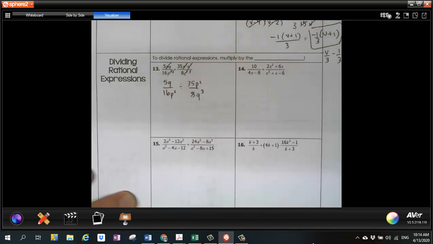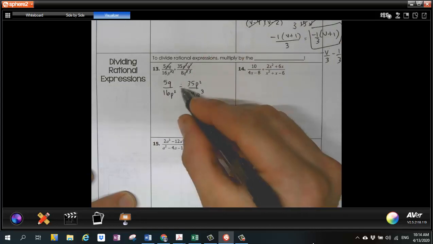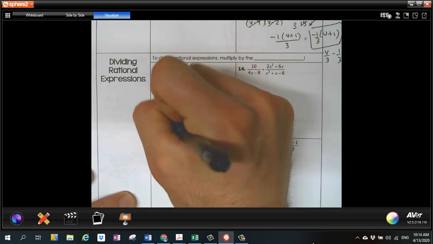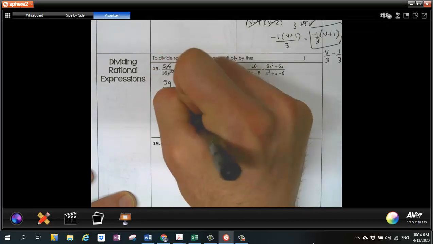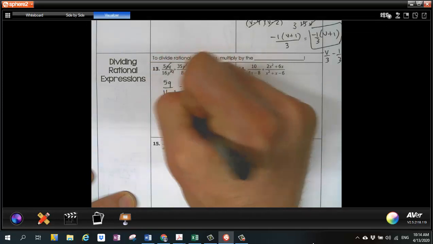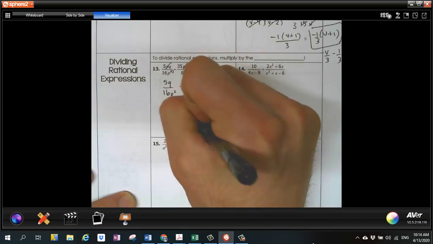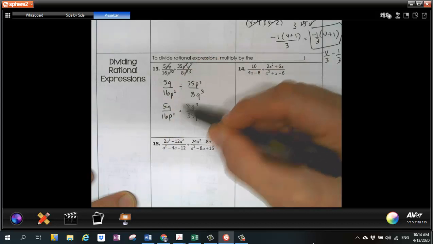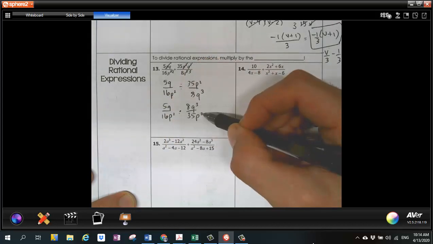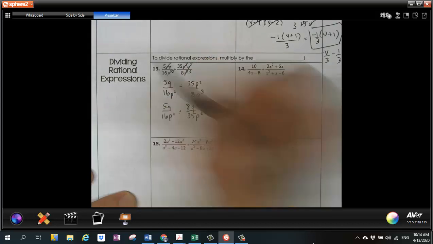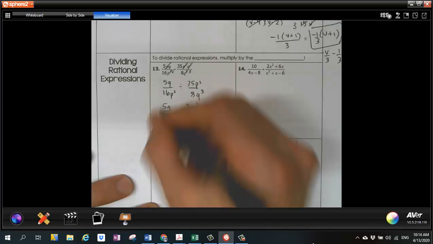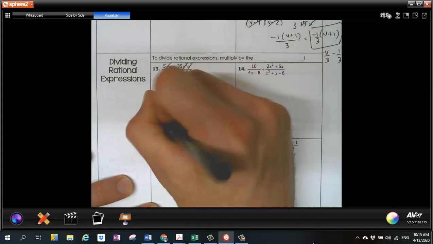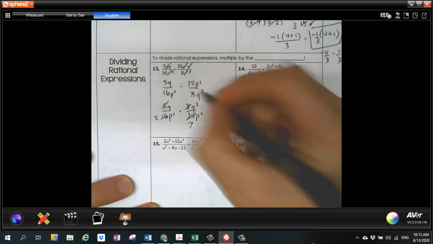All right. Now the difference is I'm going to multiply by the reciprocal. So I have 5q over 16p squared and multiply by 8q cubed over 35p squared. So dividing by a number is the same as multiplying by the reciprocal. And now I can cancel some things, hopefully. Looks like 5 goes into 35 7 times, and 8 goes into 16 2 times. Now I can multiply and get my final answer.